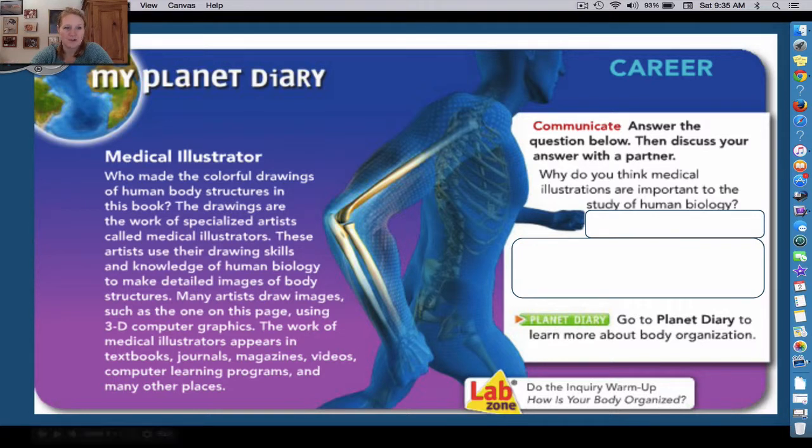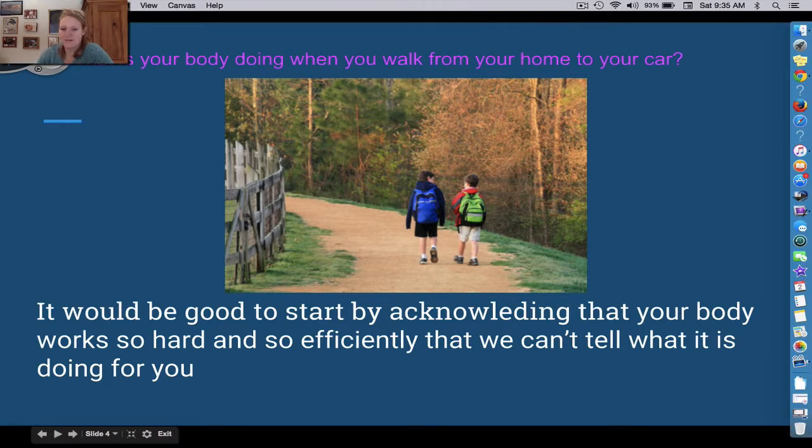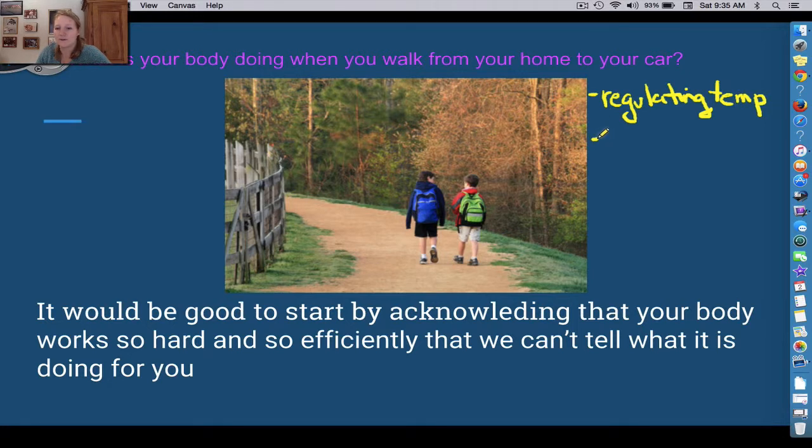So I tried to integrate a lot of pictures into your notes today. In general, let's think about what your body is doing when you walk from your home to the school or to your car. What's happening within your body that's showing that it's working well? I'd like to point out a few that we may not always think of. Especially on a cold day, it is regulating temperature. Whenever you're just sitting there taking these notes, it's regulating your internal temperature, making sure that you don't get too hot or too cold.